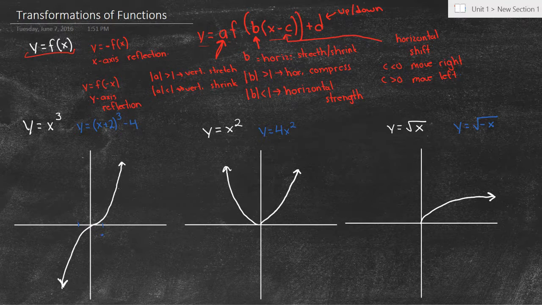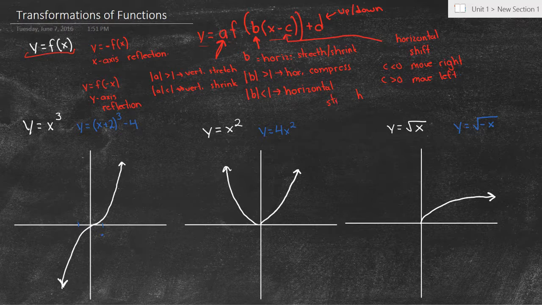So first let's start with a. That implies a vertical stretch or shrink, and if the absolute value of a is greater than 1, we have a stretch. And if the absolute value of a is less than 1, we have a shrink. And then b is going to imply a horizontal stretch or shrink. If the absolute value of b is greater than 1, it's a horizontal compression. So it's kind of the exact opposite of the vertical, where greater than 1 implies a stretch. For this one, if b is less than 1, it implies a stretch.